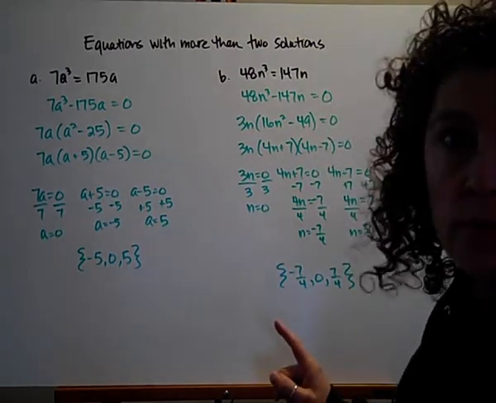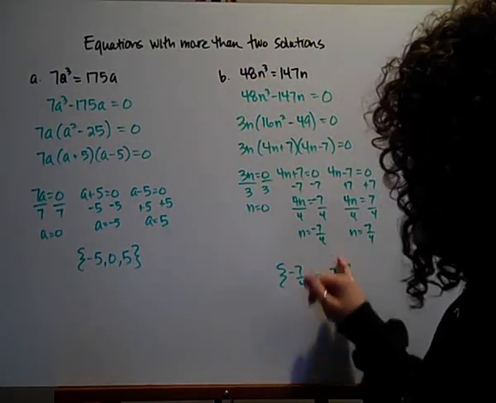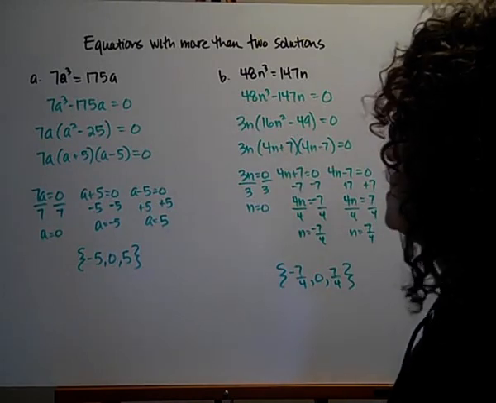So that leaves me with 3 possible solutions again. Notice we had a degree of 3 here. So I have negative 7 fourths, 0, and 7 fourths as 3 possible solutions for this equation.